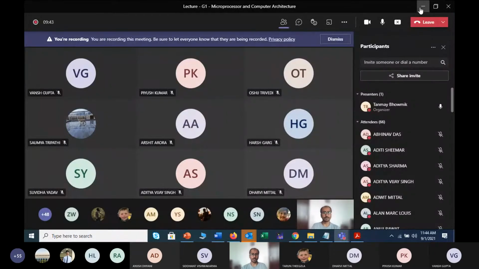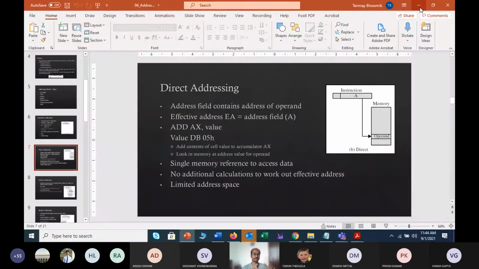Okay, so you can start. Last week, we started addressing mode, right? And what we are observing in this addressing mode? What are we actually calculating? We were calculating the effective memory address.